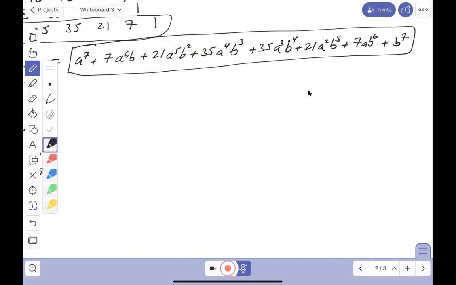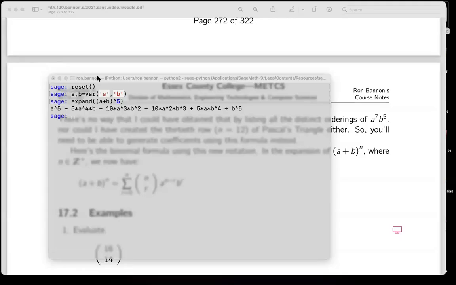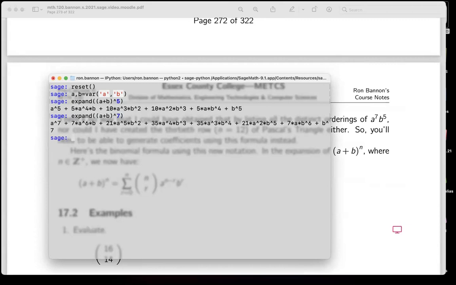I'm going to go back to Sage. I want to see if I did a good job. And I'm going to type it in for you now. You're looking at my Sage screen. I want to type in expand, and I want to expand A plus B to the 7th power. And I've got my red pen out, and who knows, maybe I made a mistake. Maybe my patterns aren't really correct. So let's take a look at it.